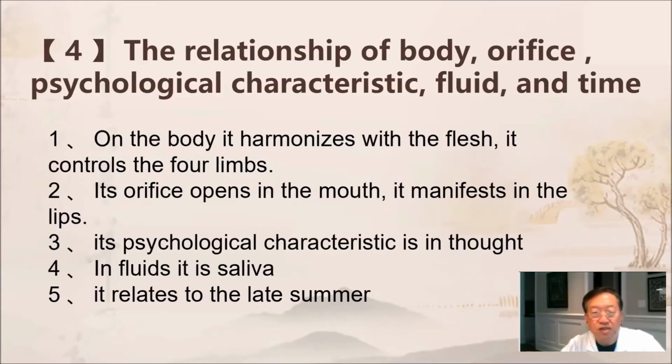Part 4. Relationship of body, orifice, psychological characteristic, fluid, and time. 1. On the body, it harmonizes with the flesh. It controls the four limbs. 2. Its orifice opens in the mouth. It manifests in the lips. 3. The psychological characteristic is in thought. 4. In fluids, it is saliva. 5. It relates to the late summer.